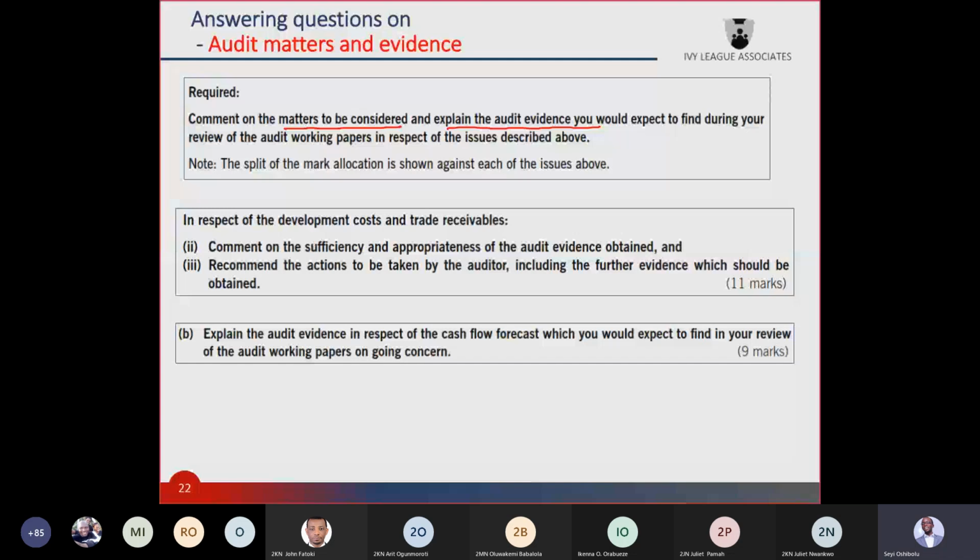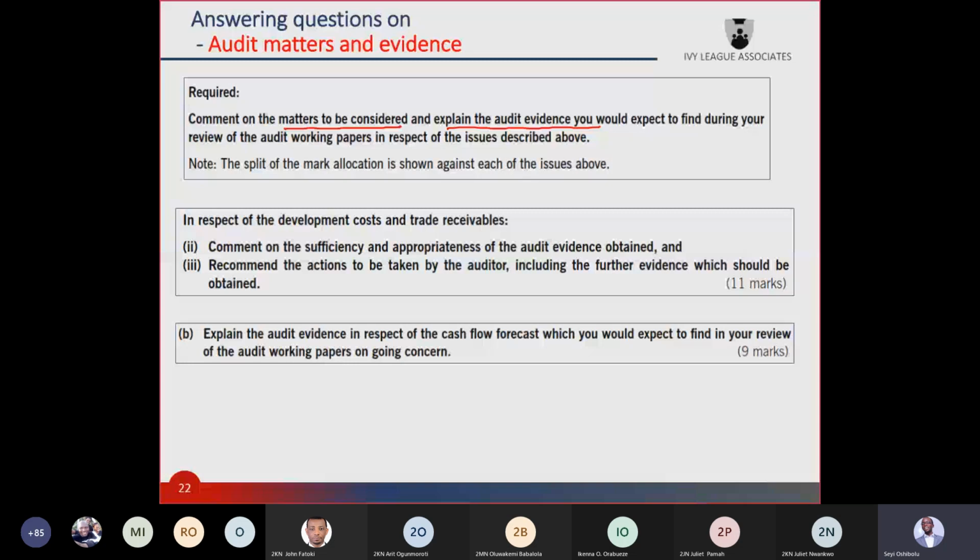Very important. Matters to be considered, evidence you should expect to find. See how the second one is structured.